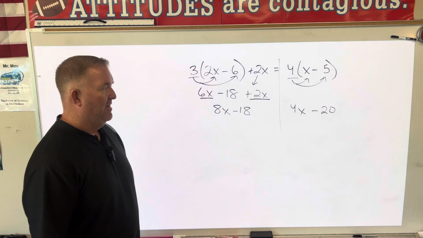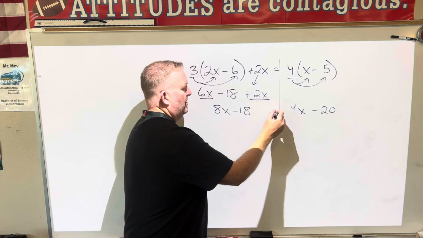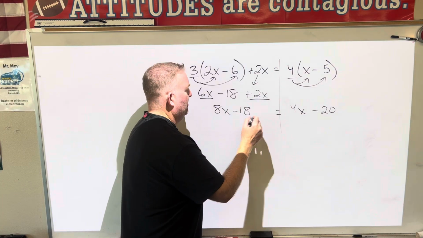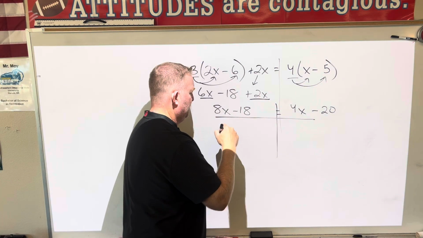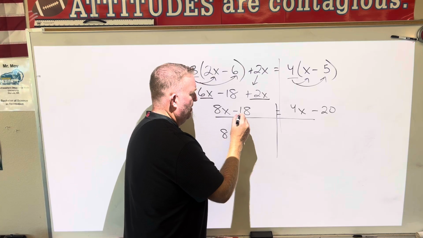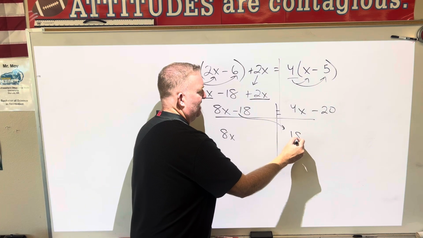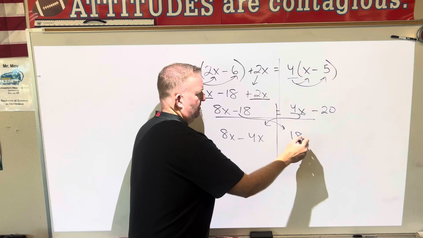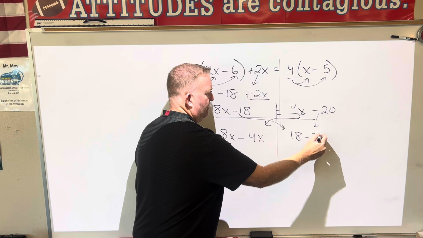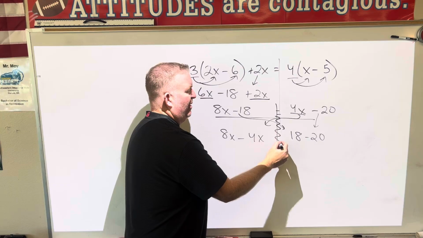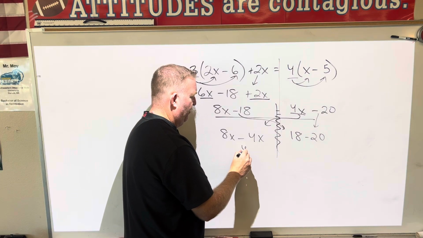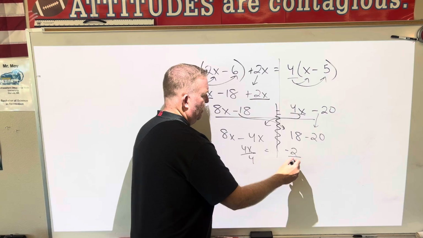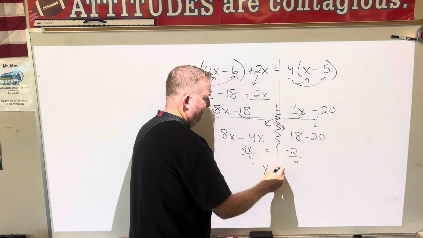Okay? So now, the students, we talked about it, put the variables on one side. We go letters left, numbers right. So I'm going to put, okay, this is good. 8x is okay. The 18 needs to go over here, so positive 18, negative 4x, negative 20. Okay? If it crosses that line, remember the signs have to change. So now we've got 4x equals negative 2. We divide by 4. Divide by 4, x equals negative 1/2.